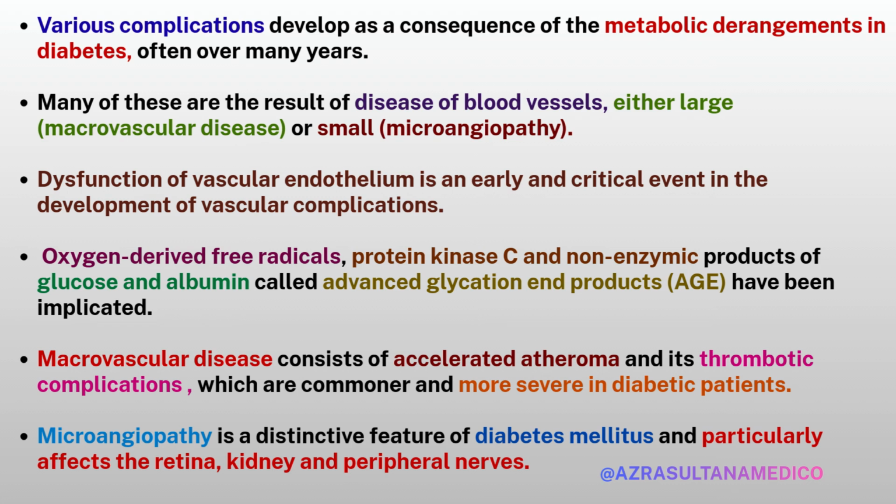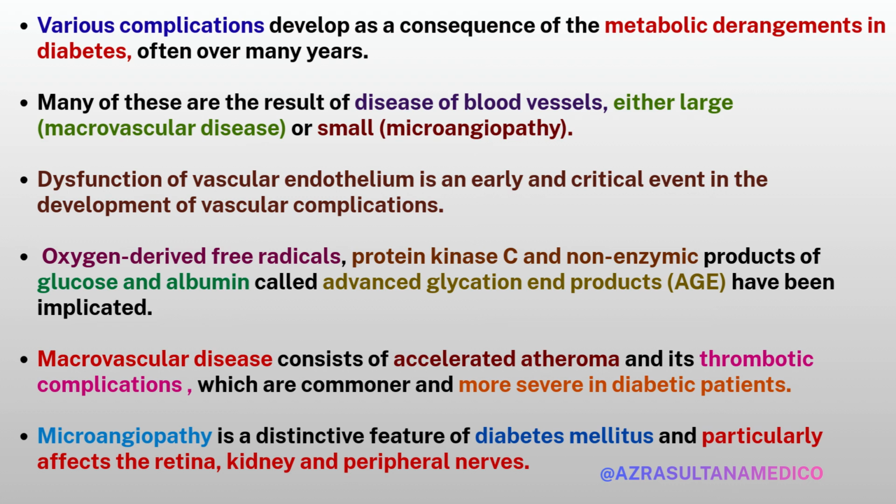Several mechanisms contribute to this damage. These include oxygen-derived free radicals, activation of protein kinase C, and the formation of advanced glycation end products. Advanced glycation end products are formed when excess glucose binds non-enzymatically to proteins like albumin. These harmful substances accumulate over time and disrupt normal cellular function, leading to inflammation and vascular injury.